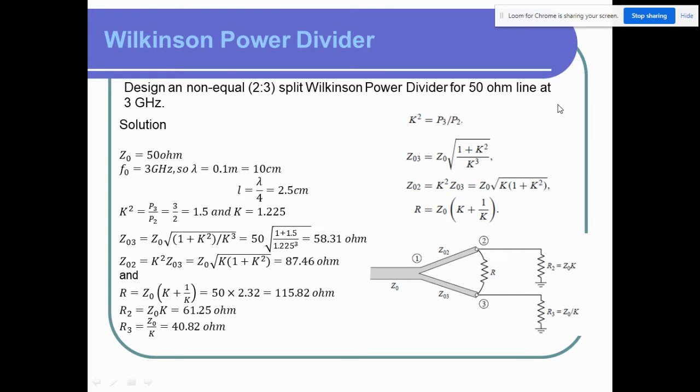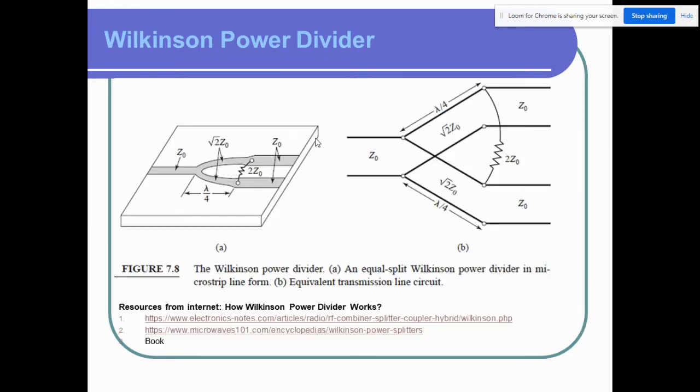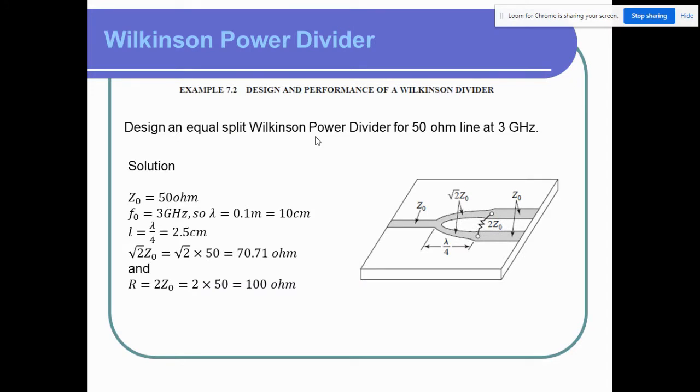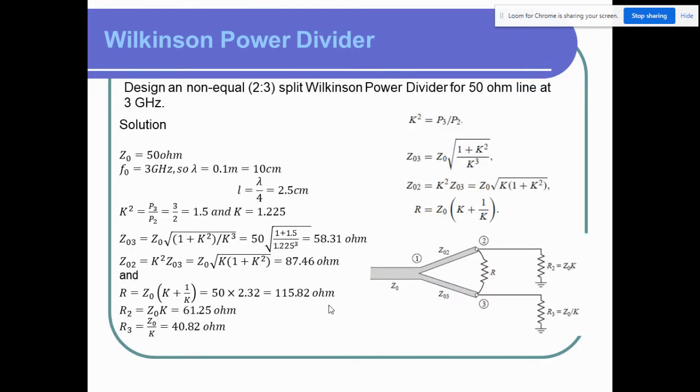Welcome back again. In the last video we learned how to design the power dividers, Wilkinson power dividers and other dividers also. There I think I made one small mistake: I didn't use this equation to find the value of R. So here I have corrected it. 50 ohm times K plus 1 by K gives us this value, and if you multiply with this one we get this ohm.